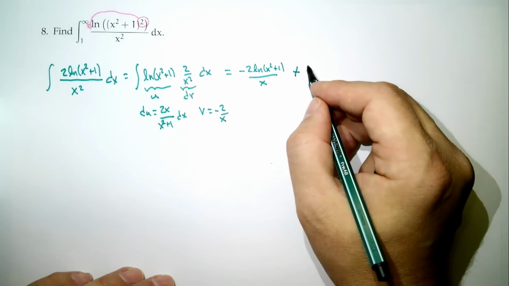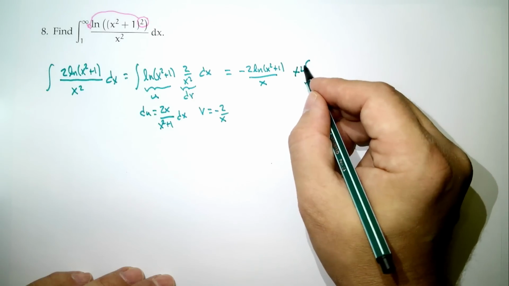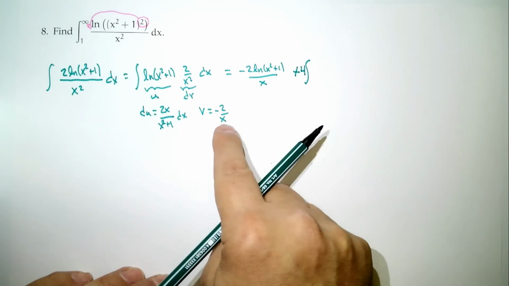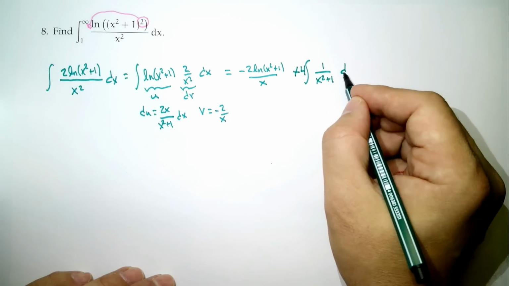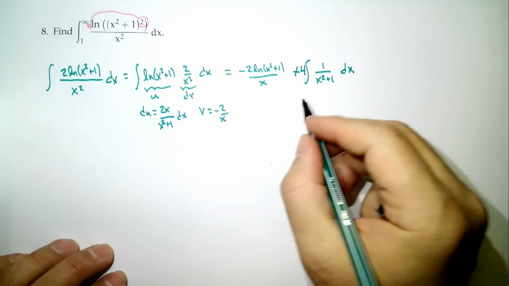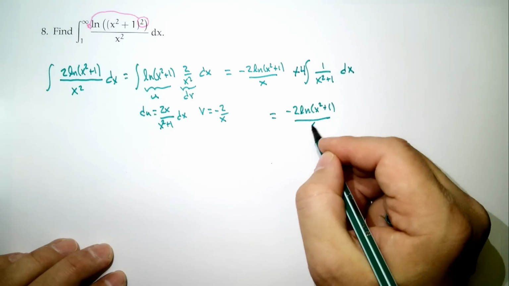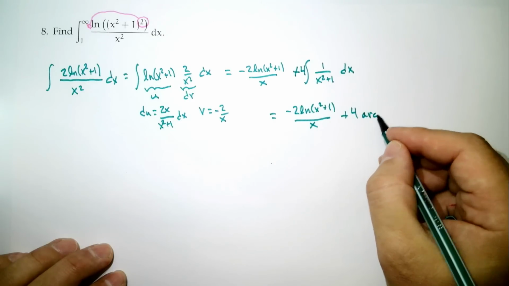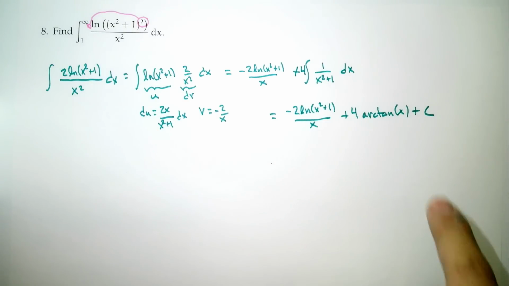And then what happens? Well, we're going to have 2 times x times 2. So that'll be a 4. I can pull that out. The x and the 1 over x actually cancel, and we end up with 1 over x squared plus 1. All right. Well, do we know how to integrate 1 over x squared plus 1? Yeah, it's arctangent. So this becomes minus 2 natural log x squared plus 1 over x plus 4 arctangent of x and plus c. Because right now we're doing the indefinite integral.